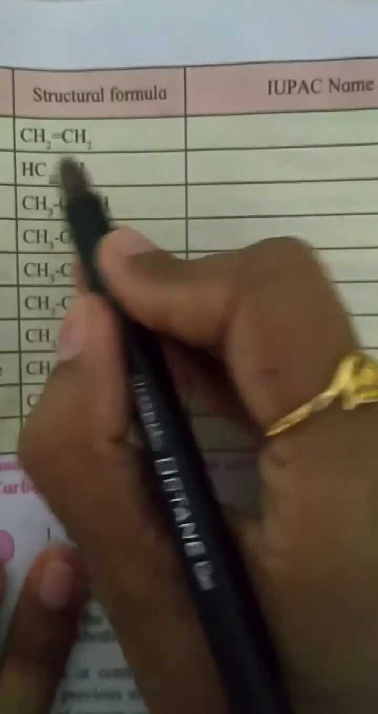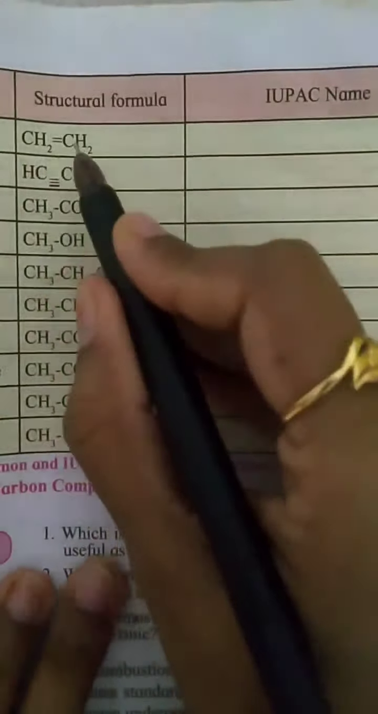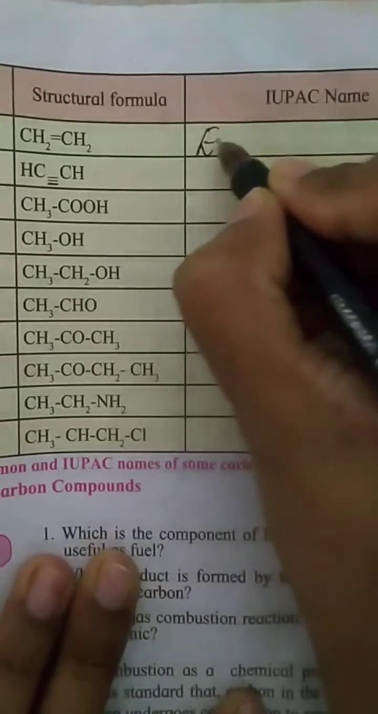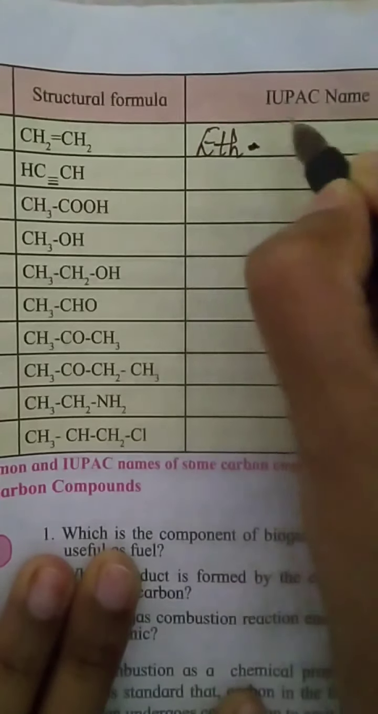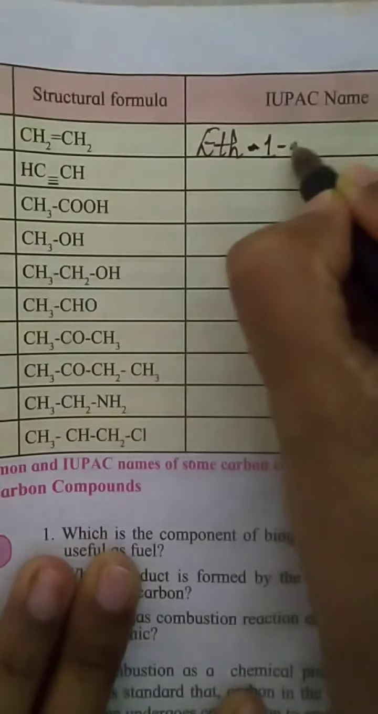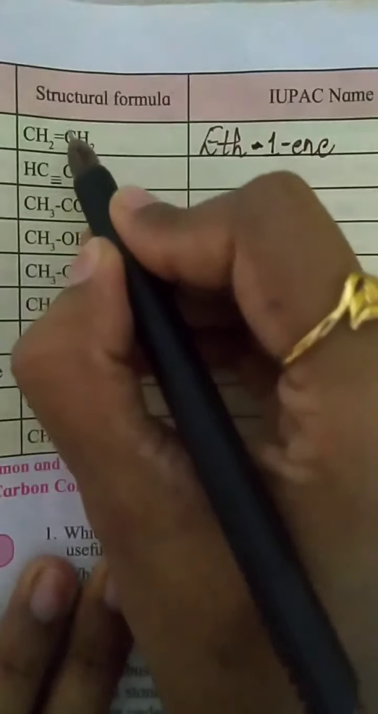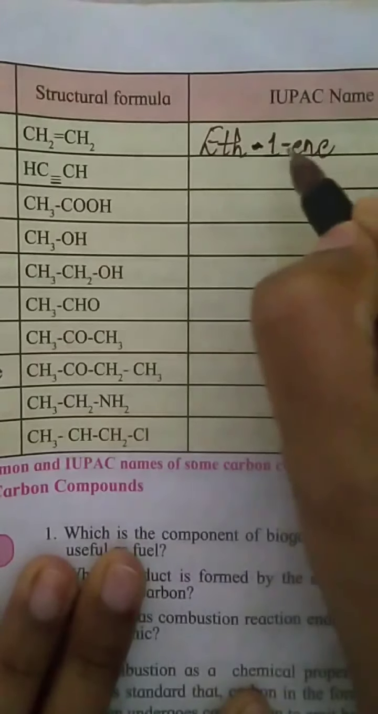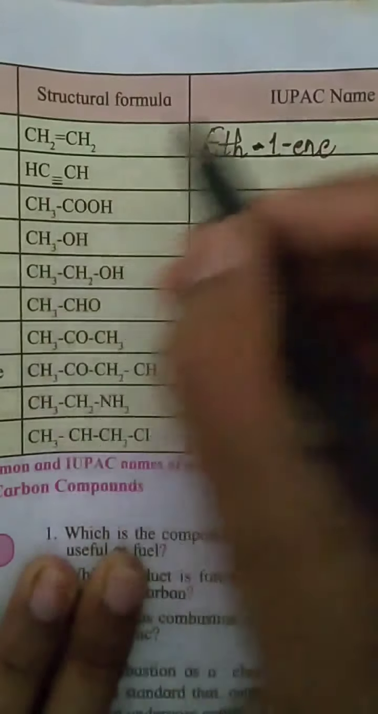As you can see here, only 2 carbon and you have a double bond. So this is methane, ethane. Double bond means ethene. So you will write it as ethene, also correct. Or you can write eth-1-ene. That is, to the first carbon you have the double bond. Ethene or eth-1-ene. Here this is methane, ethane, but triple bond.